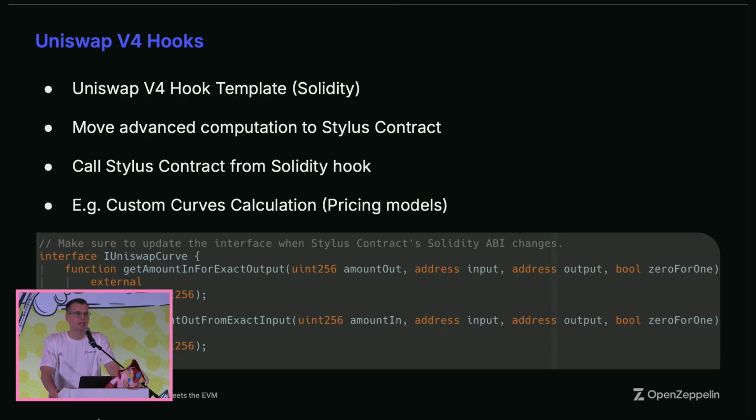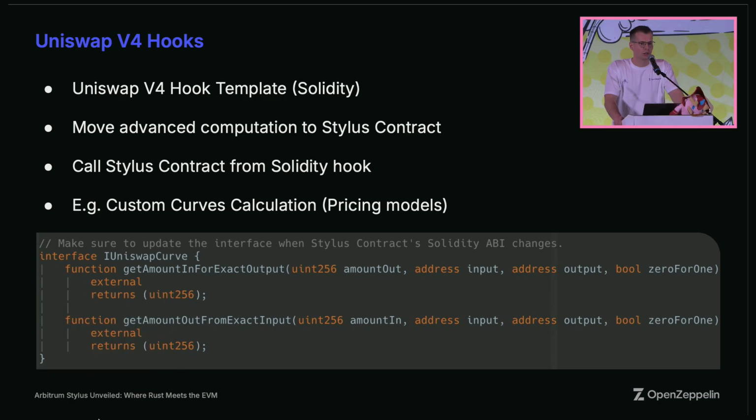Another use case that we may want to consider, that we touched on in the past, is Uniswap v4 hooks. We can imagine that we may want to do some intense computations in our smart contract, but we can move the logic to a Stylus smart contract to speed up the computations and just call the logic from our Solidity hook. For example, that computation may be custom curves in pricing models.